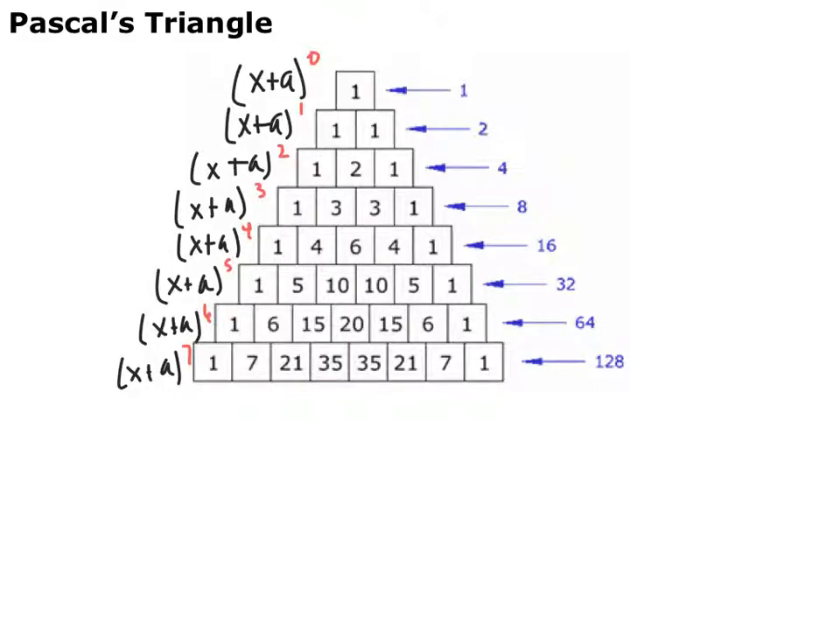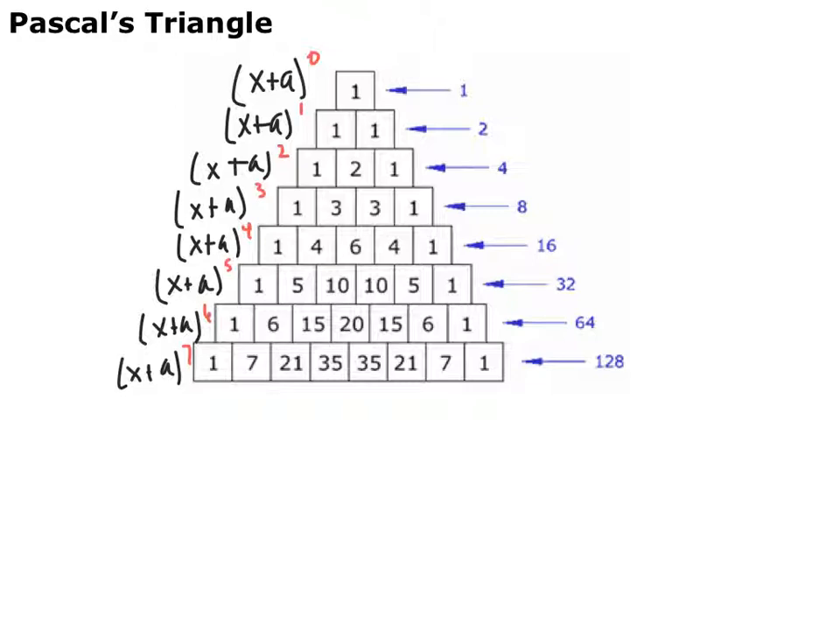This is called Pascal's triangle. It's a shortcut to expanding binomials. Basically, this would be the coefficients of (x + a) to the 0 power. This would be the coefficients of (x + a) to the first power, and so on and so forth. There's a pattern to it.